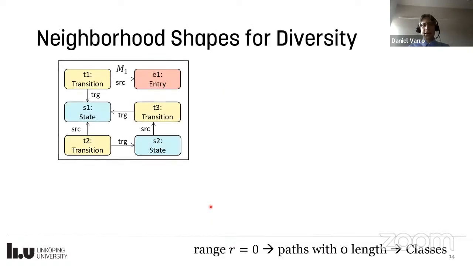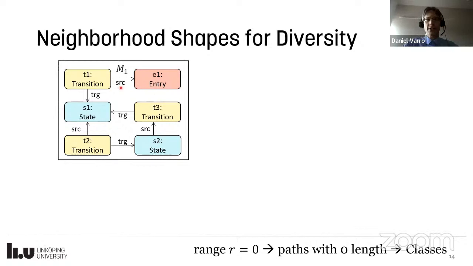Another one is diversity. And for diversity, again, we looked back to what graph-based abstractions can provide. We interpreted neighborhood abstractions, neighborhood shapes, from Arend Rensink's earlier works, and we turned them into diversity metrics. So what are those neighborhood shapes?